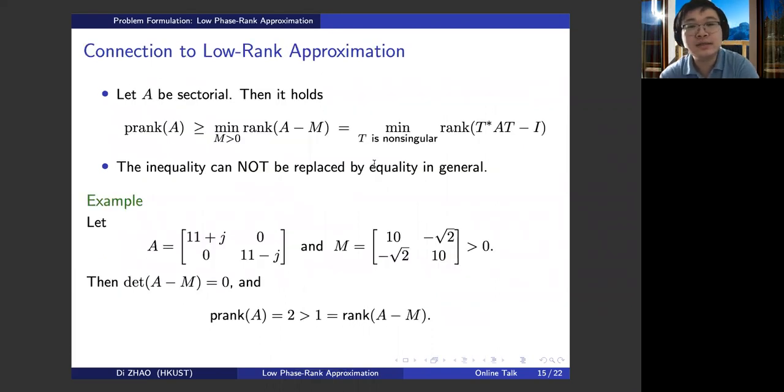Okay, another question that people usually raise is whether a low phase rank problem can be reduced to a low rank problem.